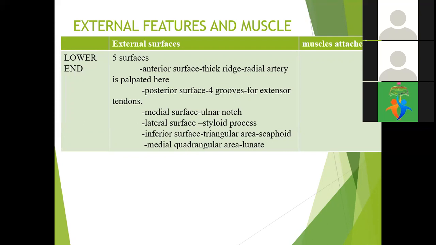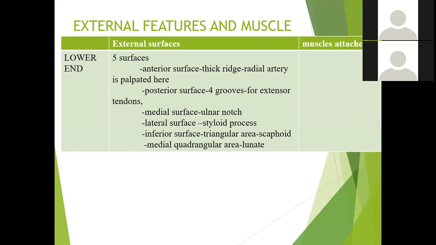Inferior surface. The inferior surface has two areas. One is a triangular area for articulation of the scaphoid, and the medial area is quadrangular for articulation of the lunate bone. Okay, so inferiorly, the radius articulates with two carpal bones: one is scaphoid, the other is lunate. Anterior surface, posterior surface, medial surface, lateral surface, inferior surface. On the posterior surface, we saw there are four grooves, and along with that, it has one tubercle, the dorsal tubercle of Lister. And as for muscle attachment, no muscle is attached to the lower end.